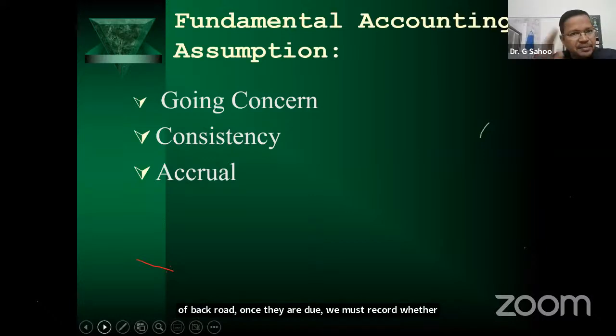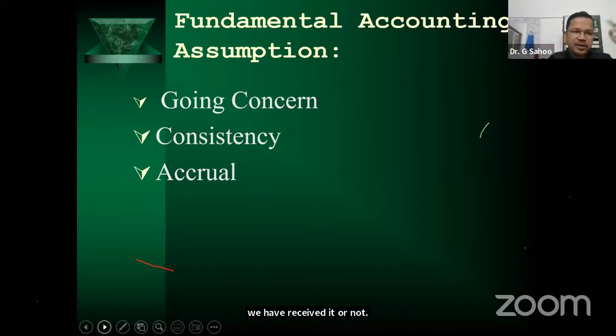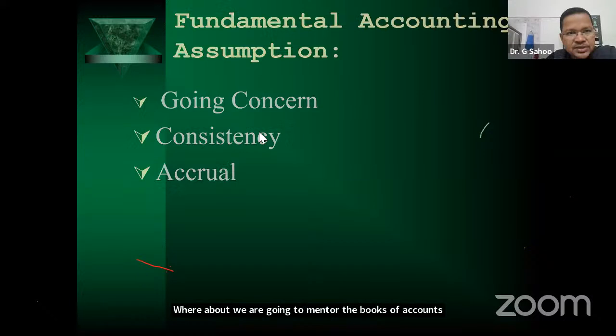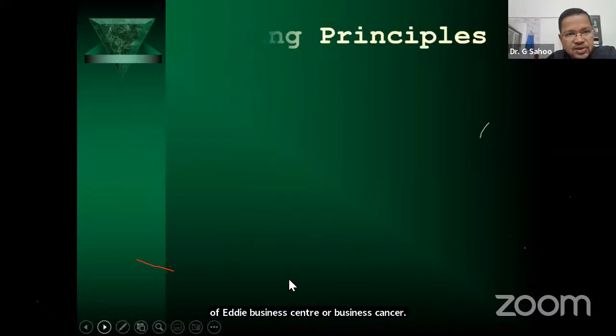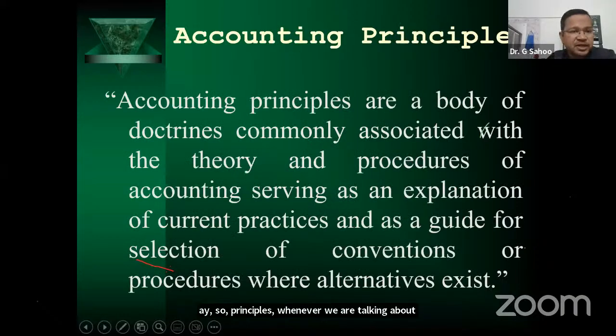So these three fundamental accounting assumptions we must keep in mind whenever we are going to maintain the books of accounts of any business entity or business concern. Okay, so this is accounting principles. Accounting principles are a body of doctrines, that means principles of beliefs, commonly associated with the theory and procedure of accounting, serving as an explanation of current practices and as a guide for selection of conventions or procedures where alternatives exist.